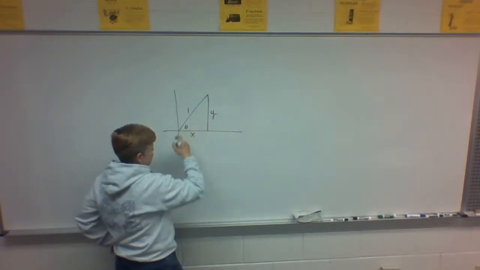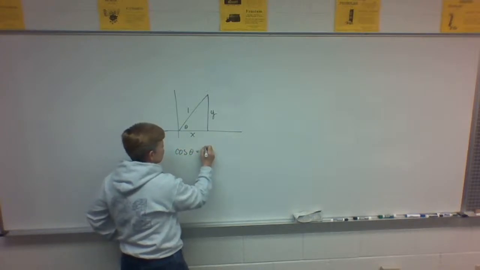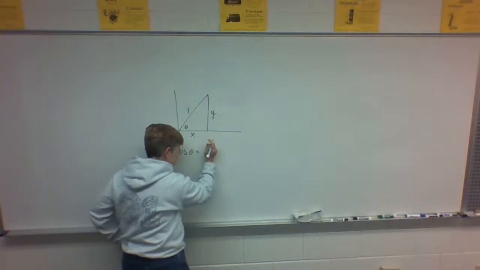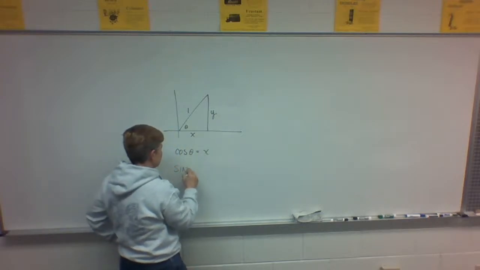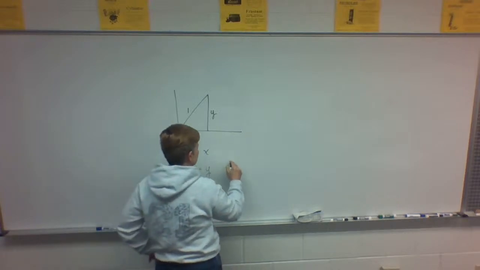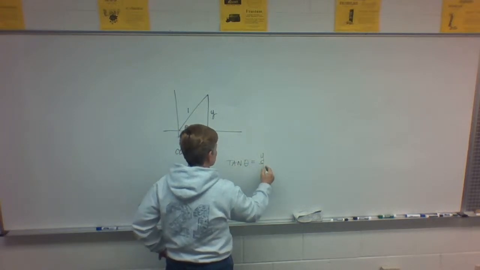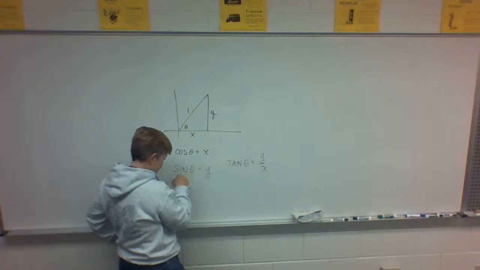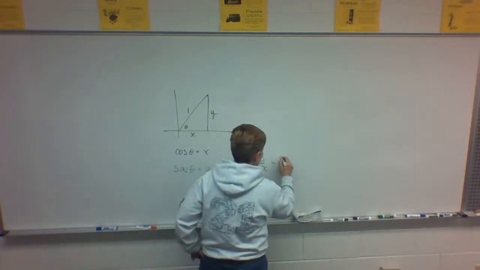Because we don't know what that angle is. The cosine of theta is x over 1, which is x. Do you agree? The sine of theta is y over 1, or y, and the tangent of theta is y over x, which is sine over cosine.